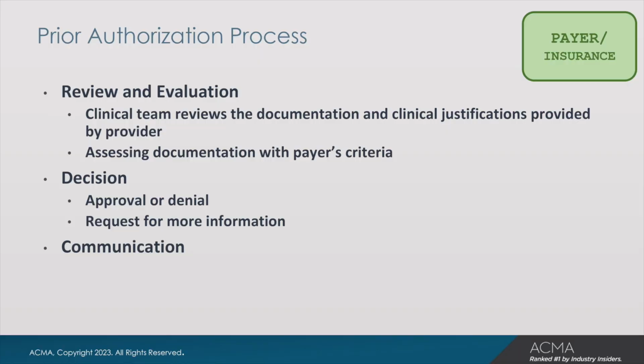All right, so the payer's role in the prior auth process, like we mentioned, is to review and evaluate the documentation, those clinical justifications submitted from the provider's office, right? They're assessing the documentation against the coverage criteria that they've already set. And based on that comparison, they're going to make their final decision, whether that's an approval or denial. The payer also plays a major role in communication. They are key in communicating their final decision to the provider, to the pharmacy so that we can resubmit, and also to the patient.